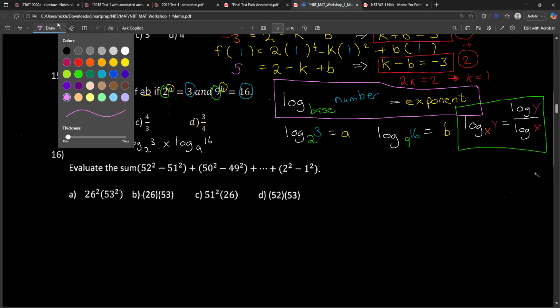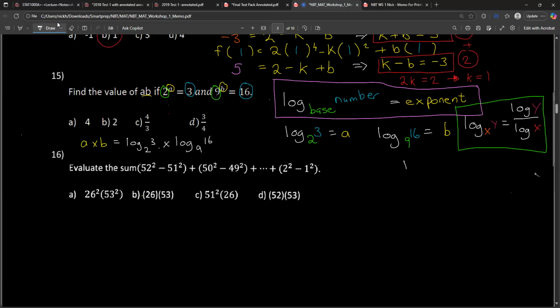So this log 2, 3, I'm going to write as log 3 over log 2, times, and then the 16 and the 9 I'm going to write as log 16 over log 9.